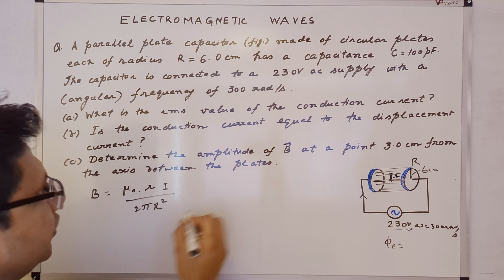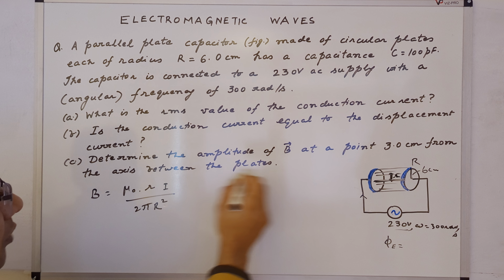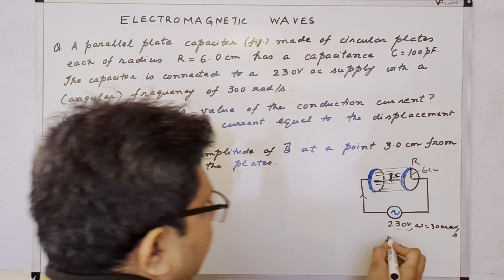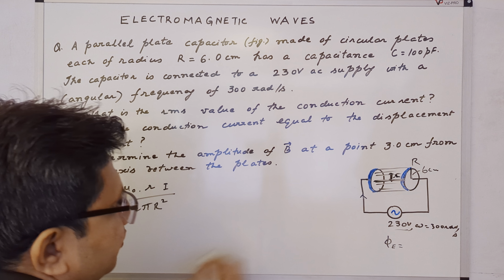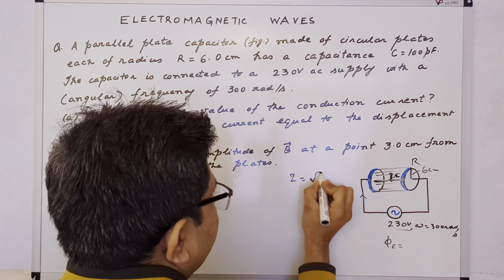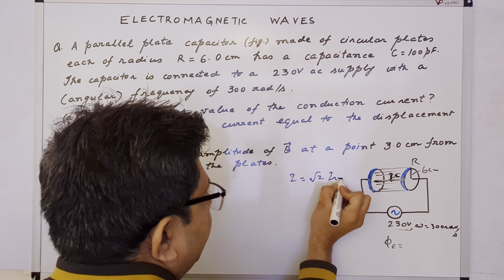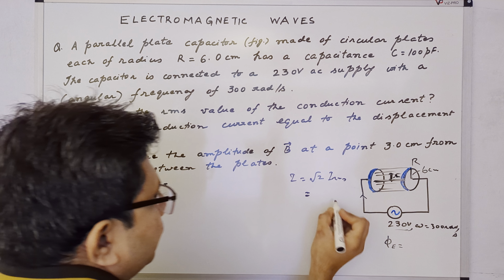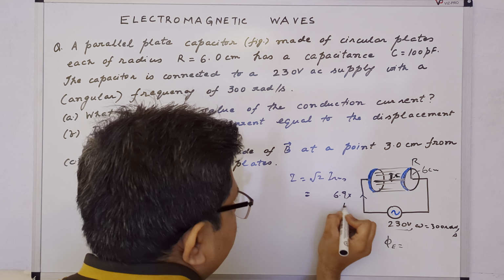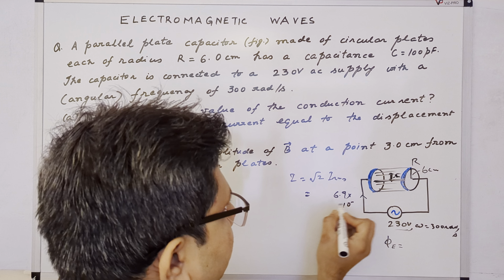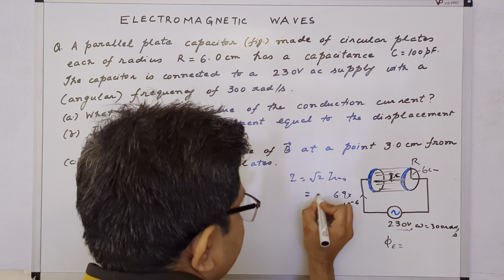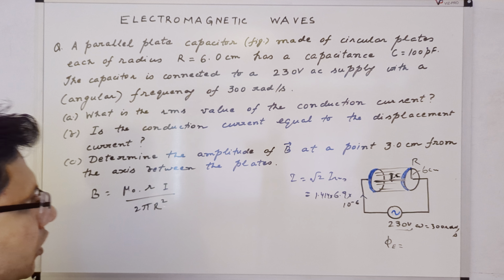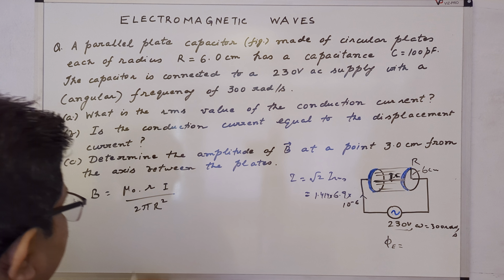Now here we have to calculate the maximum amplitude of the magnetic field. So the maximum amplitude of the magnetic field is given by the corresponding maximum current. So the peak current is given by square root 2 into IRMS value. Now the IRMS value which we have calculated in part A was 6.9 into 10 power minus 6 amperes, and this is multiplied by root 2. Root 2 is nearly 1.414. So this is the value of I which you have to put here.